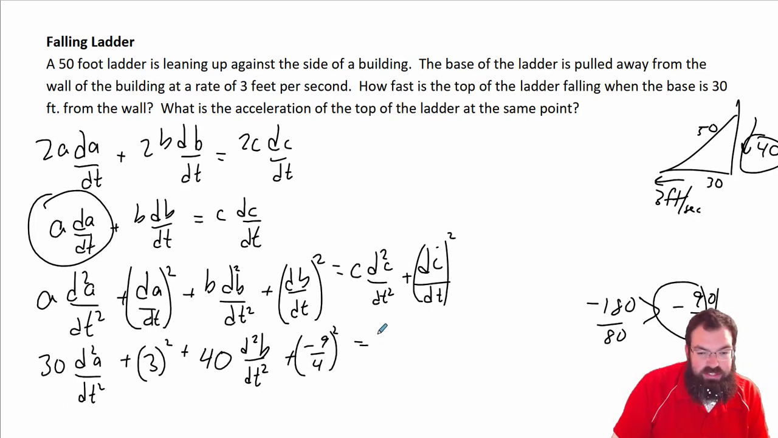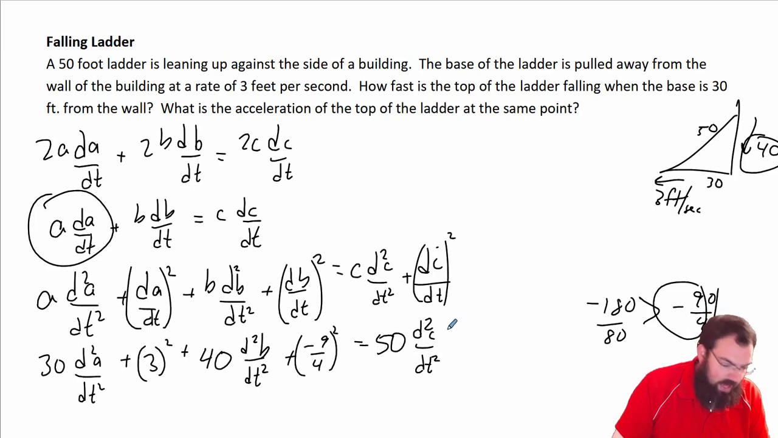Then we know that c, the value, is the hypotenuse, that's 50. We don't know what d squared c is over dt squared. And then I do know that because it's a constant, and I'm evaluating a constant, square it, right? So that's just 0 squared. All right, this is cool. This is cool. So now what happens?